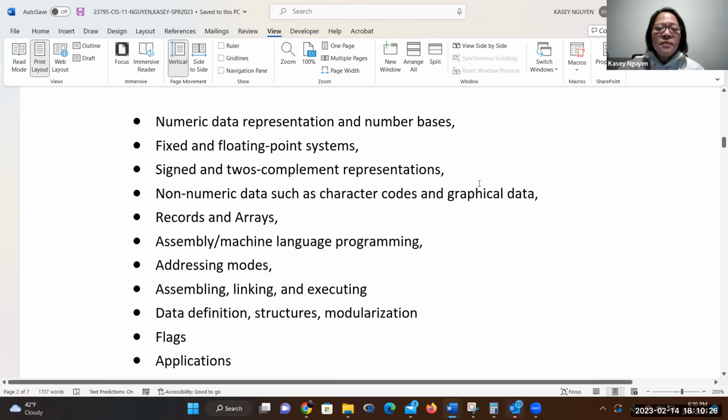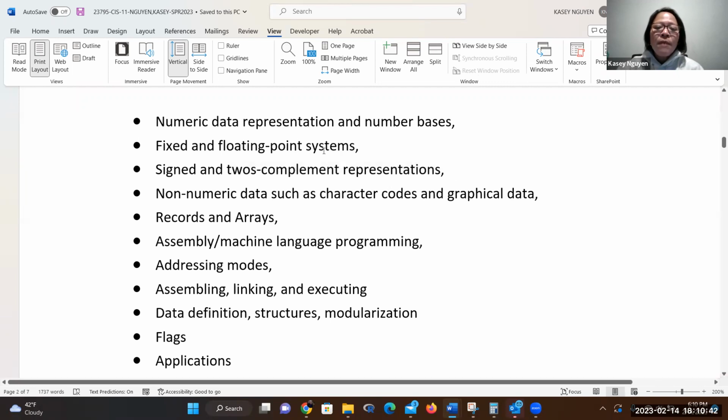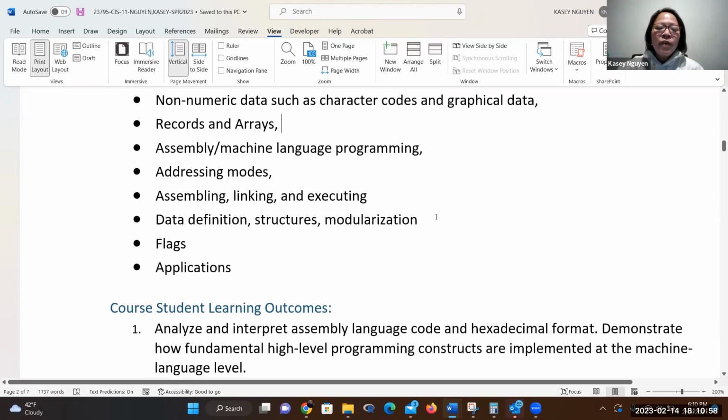Also, starting this week, we're going to talk about 2's complement, how the computer actually uses 2's complement to subtract values. There is not really a subtraction. It's just using the 2's complement, which is addition, to be able to represent the subtraction as we see it as humans. Okay, so we'll talk about that. And then how we are going to represent non-numerical data, also ASCII values, encoding systems, and also your graphical data.